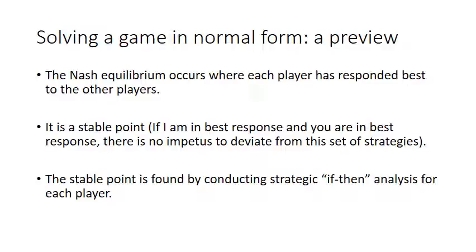The Nash equilibrium of a game occurs where each player has responded best to the other players. It is a stable point. If I am in a best response and you are in a best response, there is no impetus to deviate from this set of strategies. The stable point is found by conducting strategic if-then analysis for each player. So a Nash equilibrium is nothing more than a set of best responses, or a state under which each player is in best response to the other players.